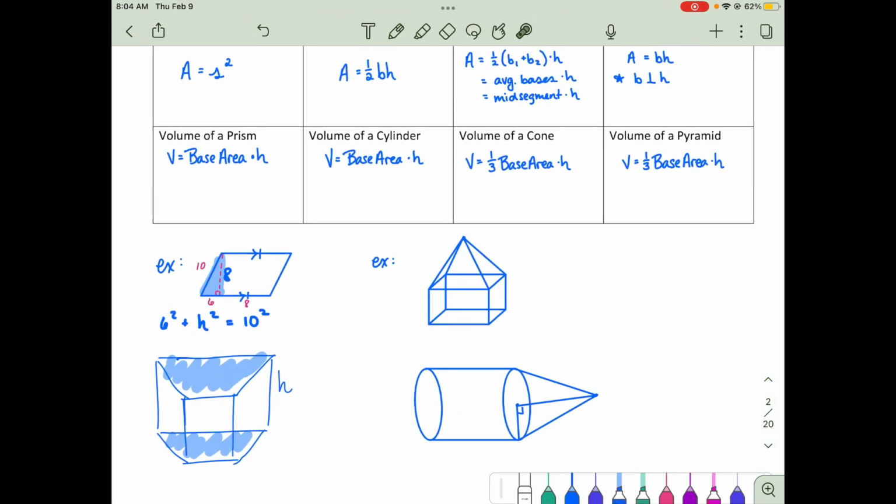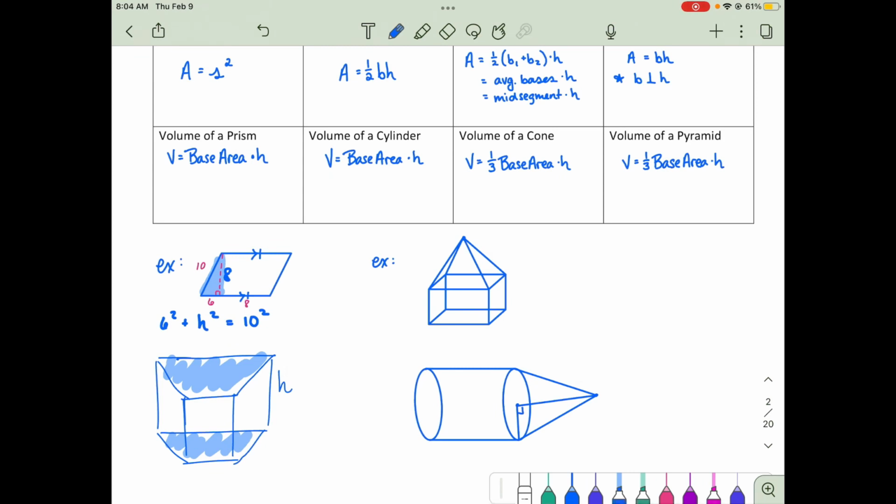Okay, what I want you to recognize, right, is that volume of a cone and volume of a pyramid are basically the same thing as volume of a prism, volume of a cylinder. It's just that you're multiplying by 1/3, which is the same thing as dividing by 3, right? So for a cone, the base is always going to be a circle. So 1/3 pi r squared times h. Then for volume of a pyramid, it depends on what shape the base is.